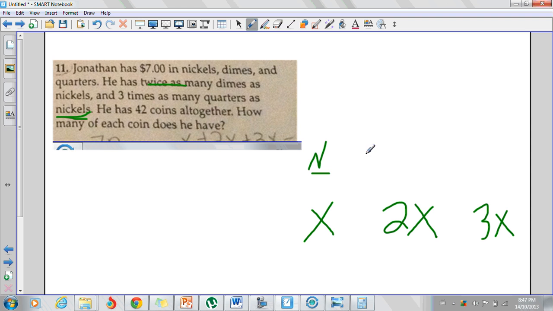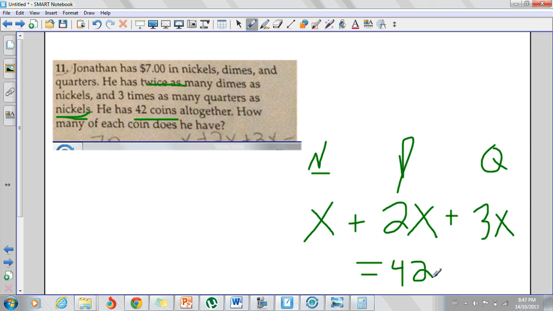So whatever many nickels we got, double the amount of dimes. There's our D. And we've got triple the amount of quarters. So if we were to add all these 3 up, we'd know exactly how many coins we have total. And what did they tell us? He has 42 coins altogether. So all this is going to equal 42.